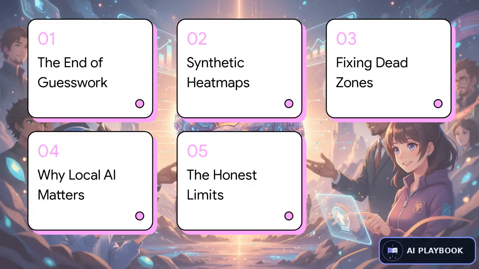So here is our roadmap for today. First up, the end of guesswork. Second, creating synthetic heat maps. Third, fixing the dead zones. Fourth, why local AI matters. And finally, we'll cover the honest limits.